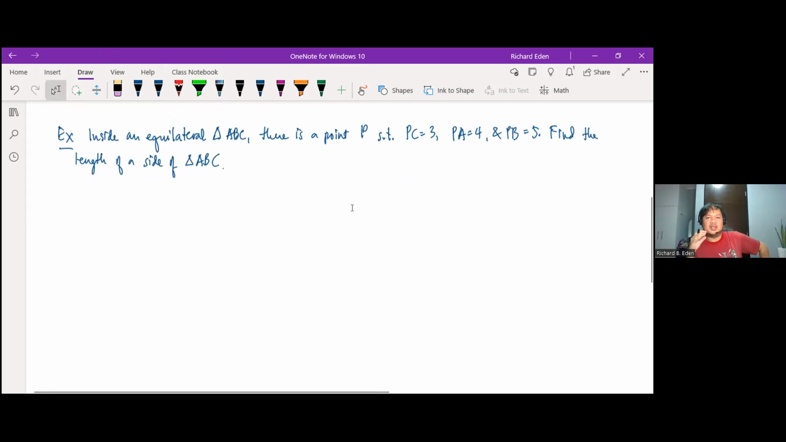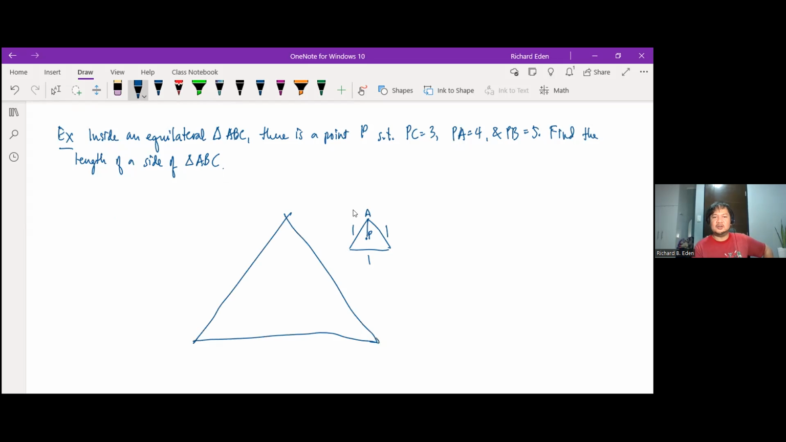So the thing about this triangle is that it can't be too small. Because if it's too small, for example 1, 1, 1, it's impossible to find a point inside such that PA is equal to 4. So that would be impossible. And I suppose it can't be very, very large. Because if, say, PC is 3, then when the shortest distance from P to one of the sides exceeds 5, it's no longer possible.